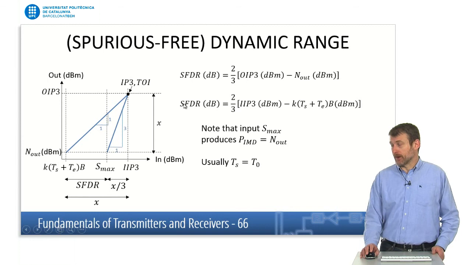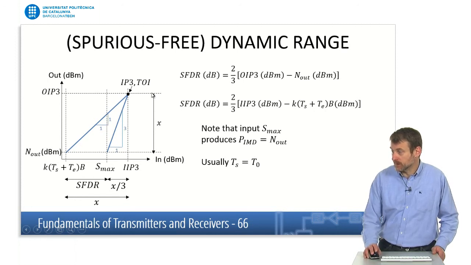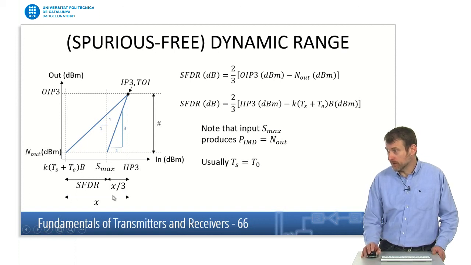So the spurious free dynamic range would be, now if you analyze this, you will note that this distance x in here can be translated to this distance x in here. This distance x is the difference between the third order intercept point and the noise power at the output, right? If we translate this distance through this line, having slope 1 to 1, we find that this distance goes from here to here, from the noise at the input, including the receiver noise, and the third order intercept referred to the input. This is X, right?